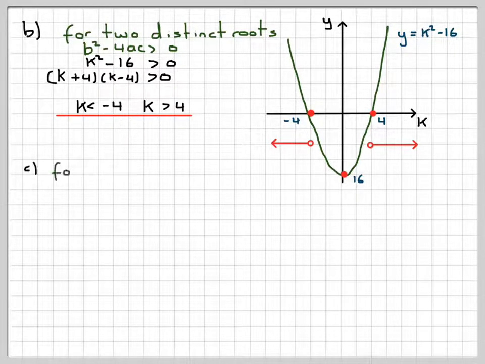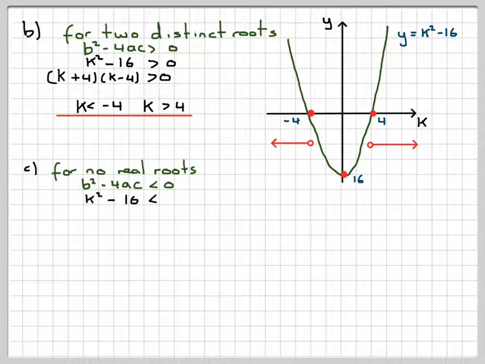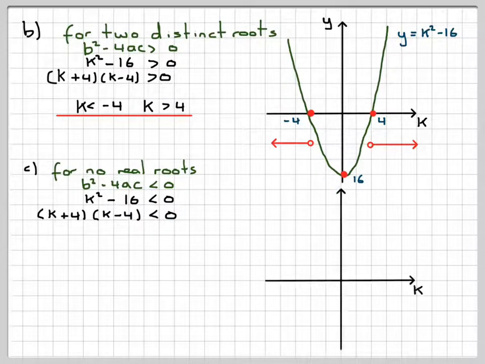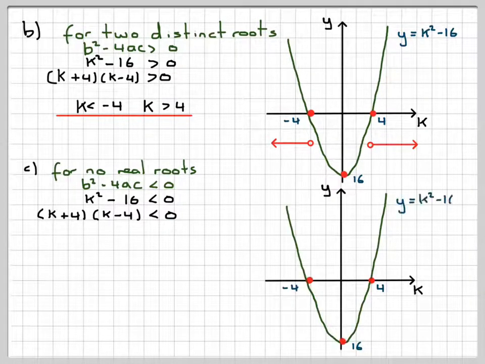For no real roots, b squared minus 4ac is less than 0, so again we'll look at k squared minus 16 is less than 0. Okay, k plus 4, k minus 4 is less than 0, so we'll look at the graph for that, okay, and we want to know where k plus 4, k minus 4 is less than 0. That's going to be from here. Okay, we can see the graph is quite clearly negative here, so that's going to give k must be between minus 4 and 4.